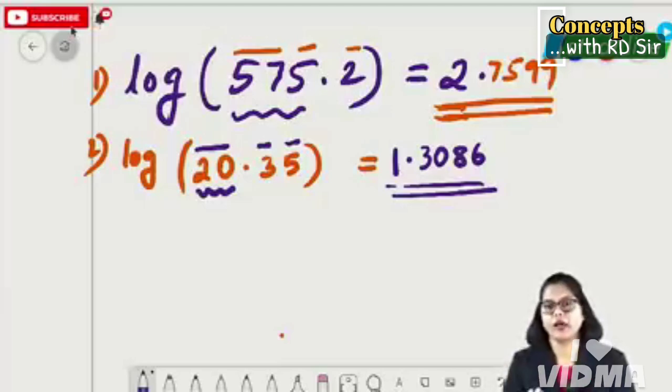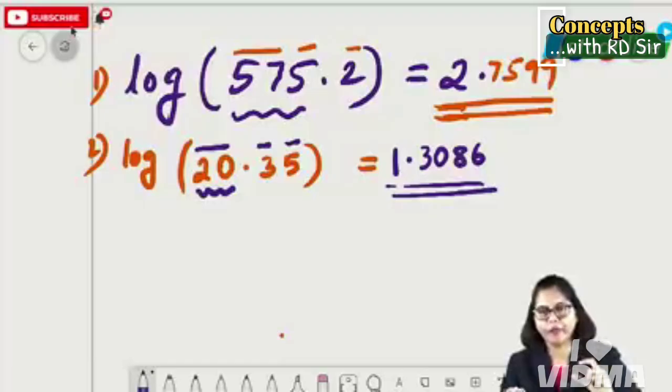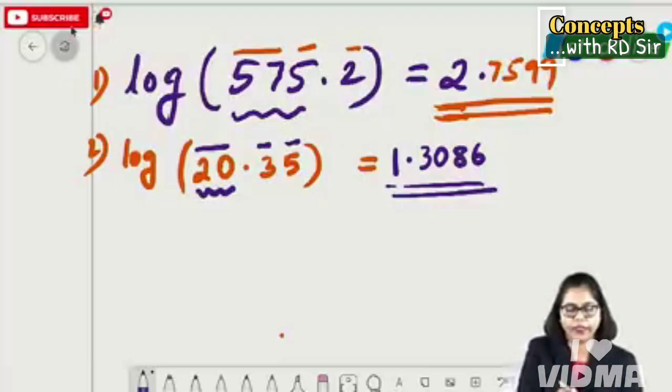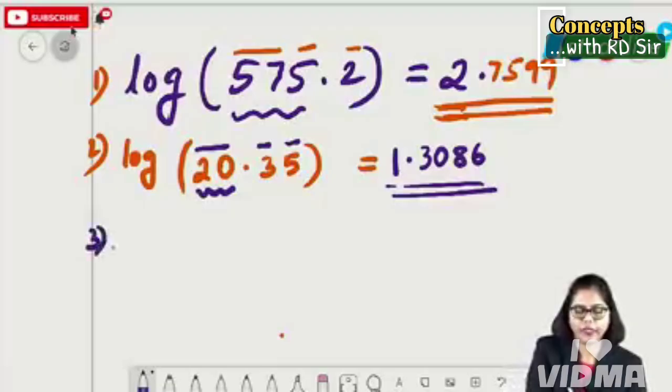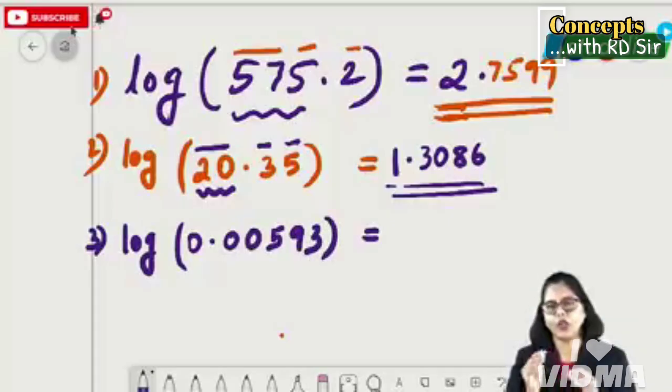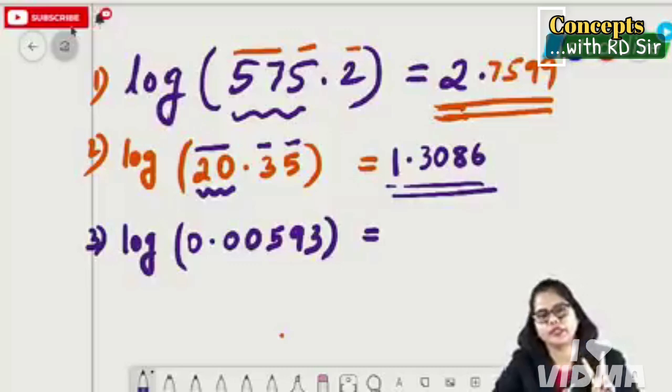If the numbers are 0, then what? We are seeing here numbers more than 0. If the numbers are 0, then let us see that example here again. If I say it is log of 0.00593, if this is the number, then how to see log value? Once again, two things we have to find out, characteristics and mantissa.